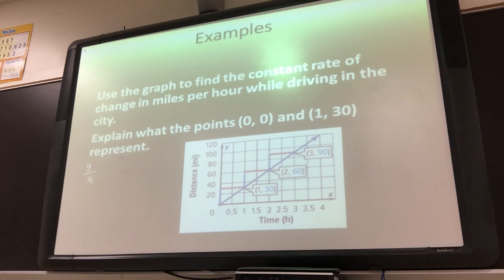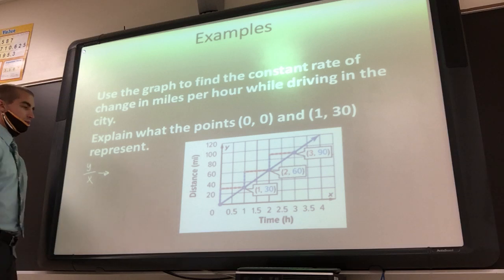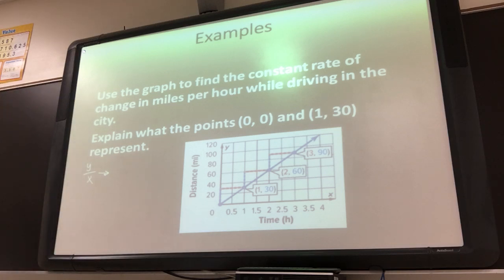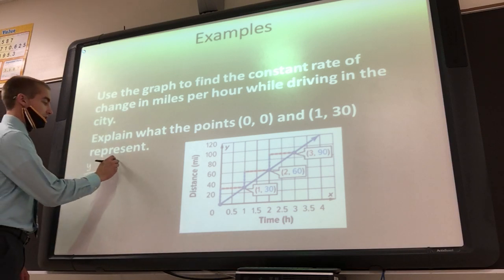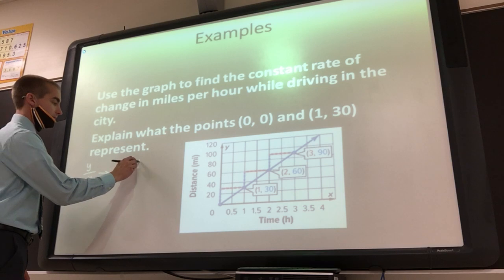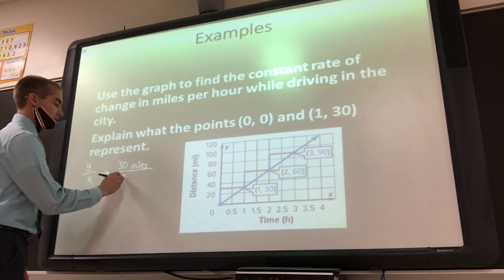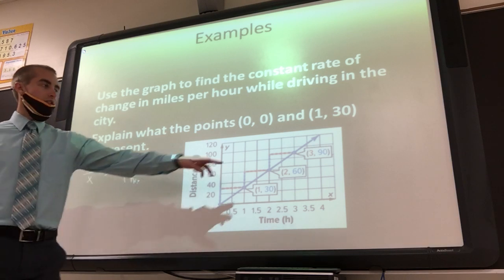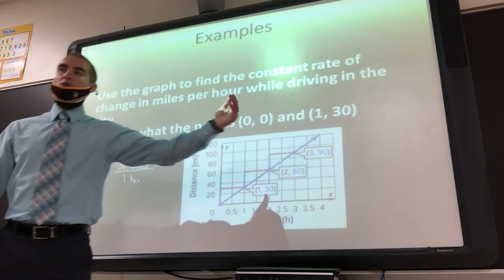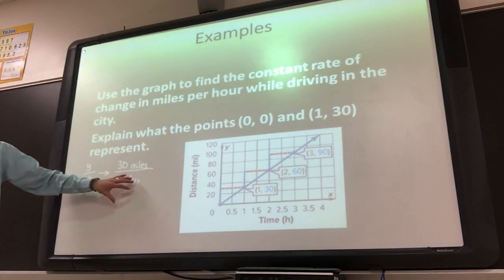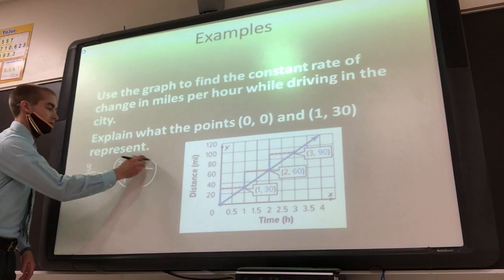So remember, when we find the constant rate of change, we want to do y over x, which would be miles over hours. And so what is that constant rate of change going to be? I'm plugging in 2 points. 30 miles in 1 hour. Good. 30 miles over 1 hour. And if you would use 60 and 2 and 90 and 3, you would have still gotten 30 over 1. So make sure you write that as the unit rate.